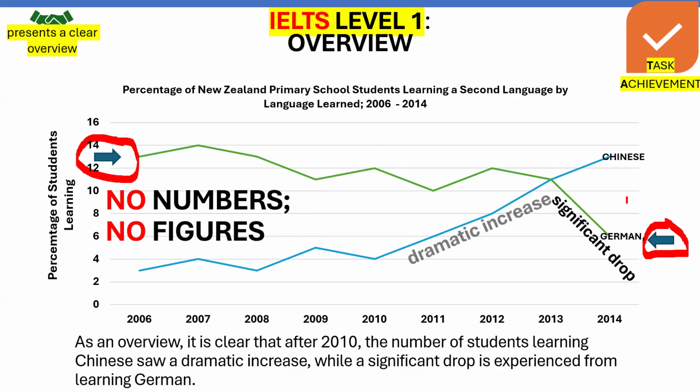On the other hand, those primary school students in New Zealand learning Chinese as their second language show a dramatic increase. And to identify an increase, we can check the starting point and the ending point. Okay, so that's how we identify a clear trend, or overview, in a data essay.